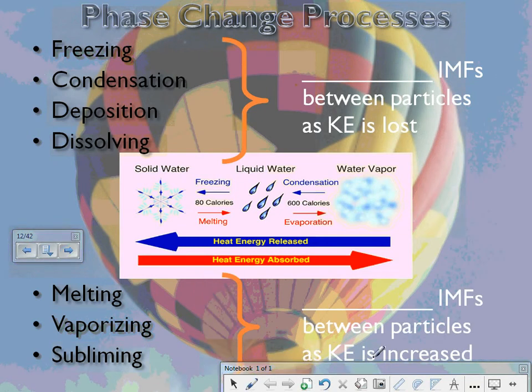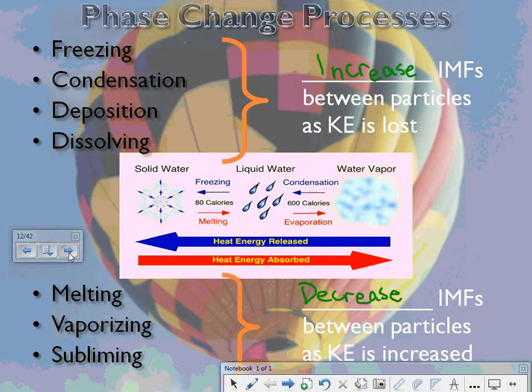So as the kinetic energy is increased, then before, when we lost kinetic energy, we increased IMFs. Oh, look, my pen is green now. We increased IMFs to lose kinetic energy. So now, if we are gaining kinetic energy, that means we decrease the intermolecular force because the particles move farther away and now they can't stick together as well. Decreasing the IMFs.